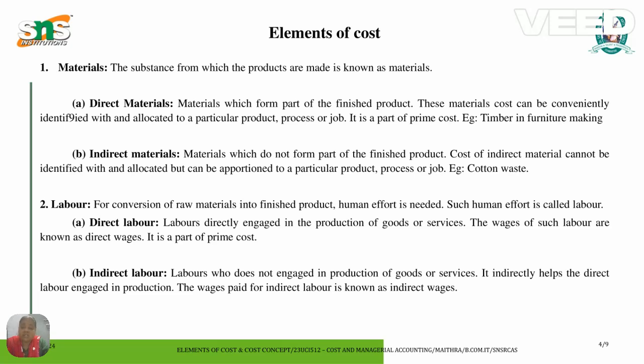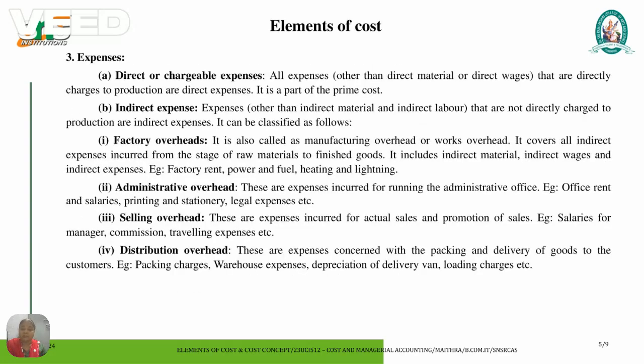Next, labor. For conversion of raw material into finished product, human effort is needed. Such human effort is called labor. So labor is divided into two categories: direct labor and indirect labor. Labor which is directly engaged in the production of goods and services is called direct labor. It is also a part of prime cost. Indirect labor: the labor who does not engage directly in the production of goods or services, but helps the direct labor engaged in production, is called indirect labor.